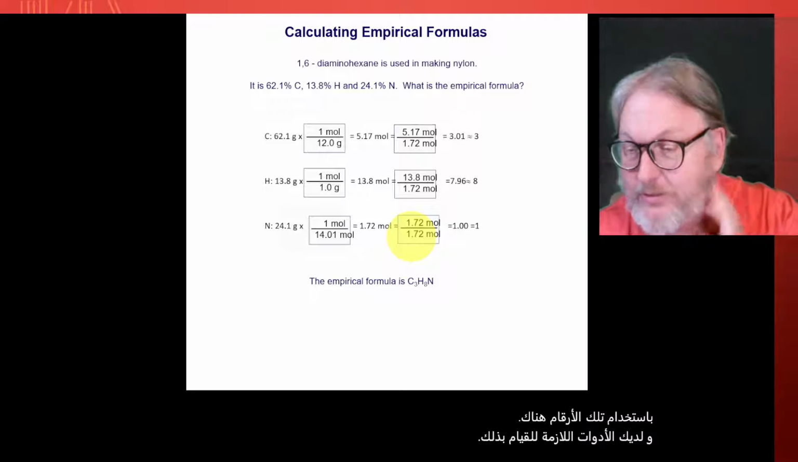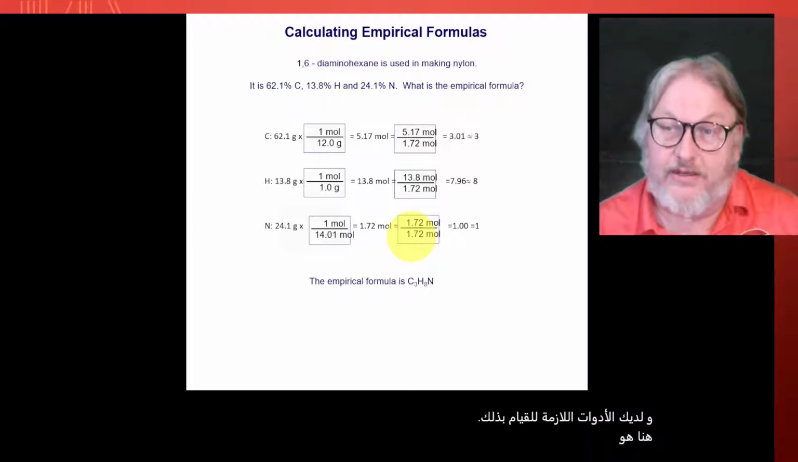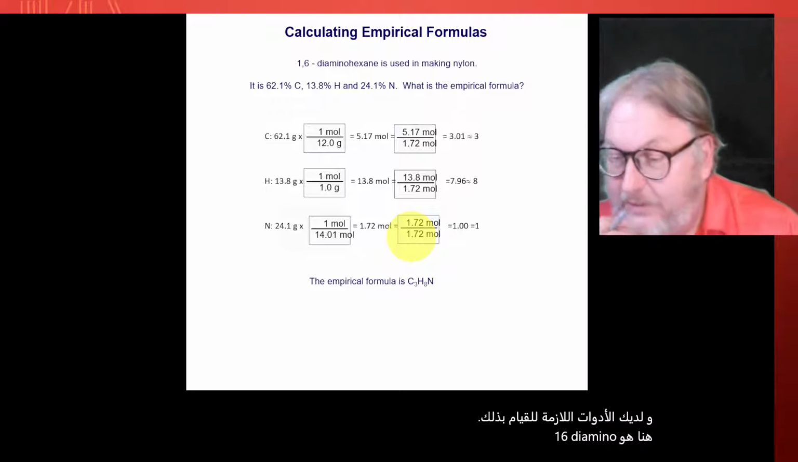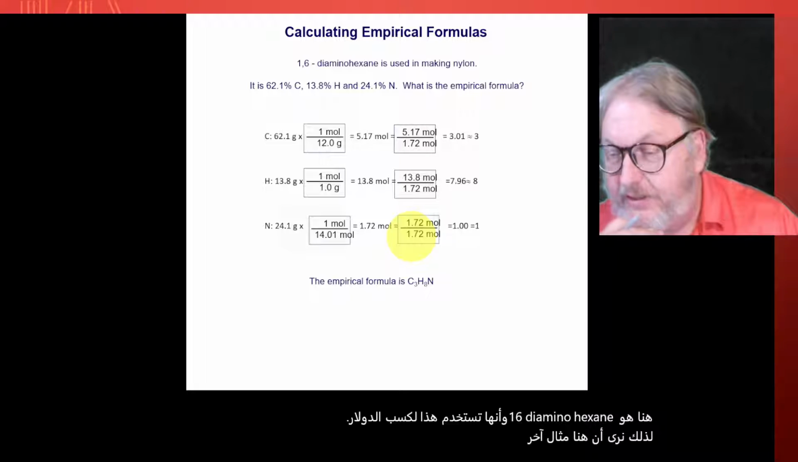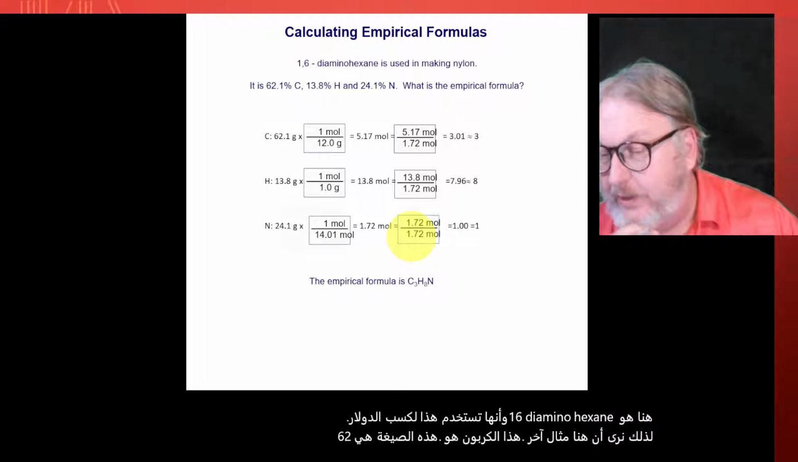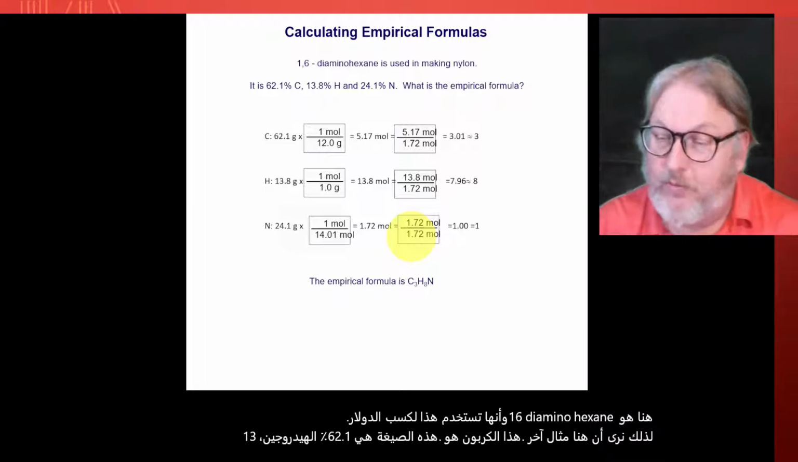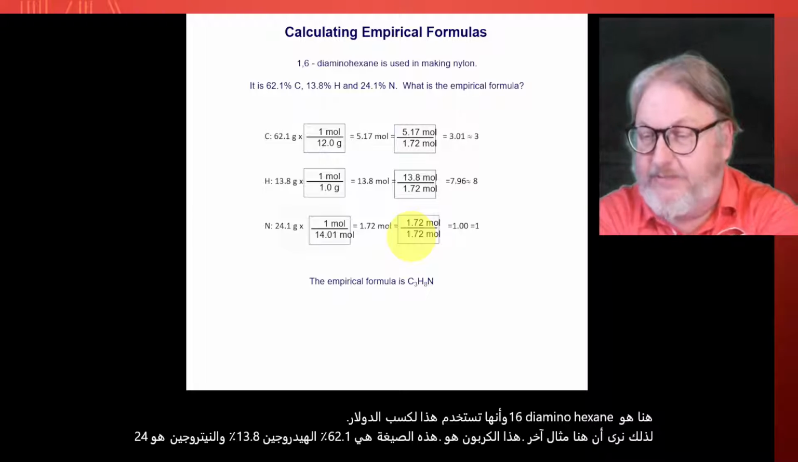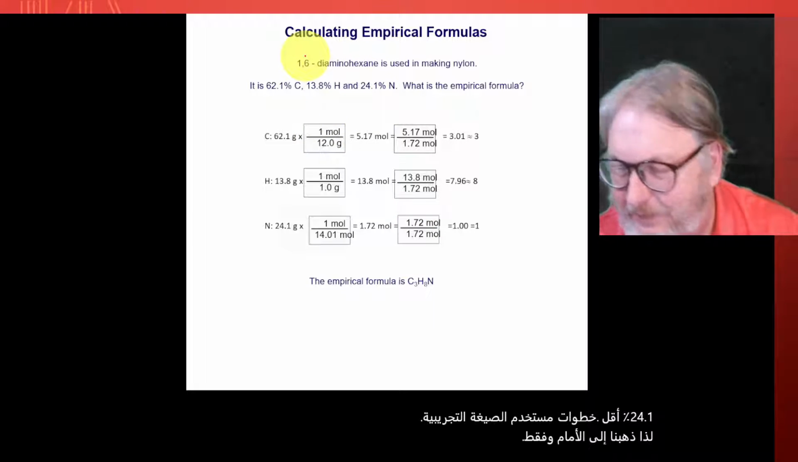So here is 1,6-diaminohexane, and they use this to make nylon. And we see that, here's another example. The carbon in this formula is 62.1%, hydrogen is 13.8%, and nitrogen is 24.1%. What's the empirical formula? Use our steps. So we went ahead and just did the little shortcut.